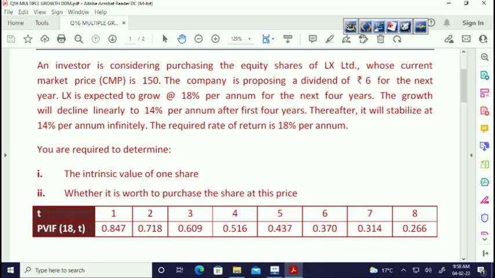Or you calculate the table for 7 years, get the present value of 7 years' dividend, then after the table, P7 equal to D8 by RE minus G, pull it back 7 years. I request you, do the sum both ways, you will get the same answer. So that's the sum, and then compare to 150 and you will be able to see whether the stock is overpriced or underpriced. So should we buy the share or not?